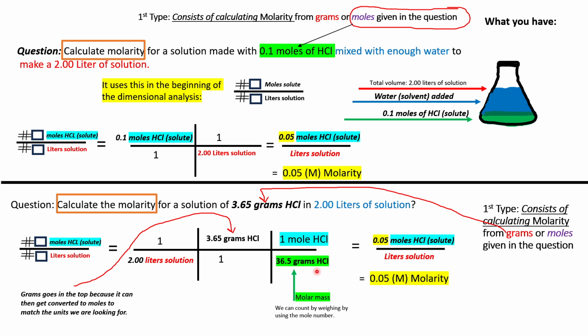And the answer that you get for that is 0.05 moles of hydrochloride over liters of solution, which is equivalent to 0.05 molar, or molarity.